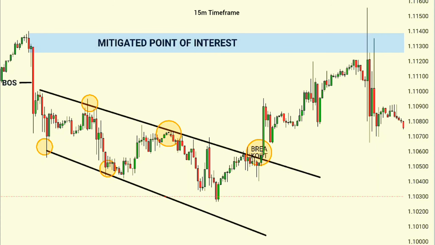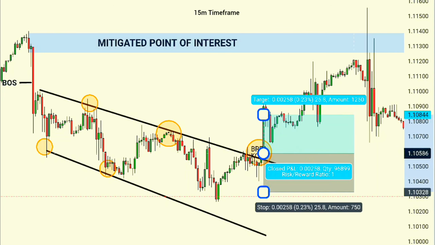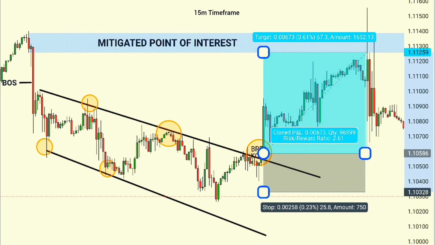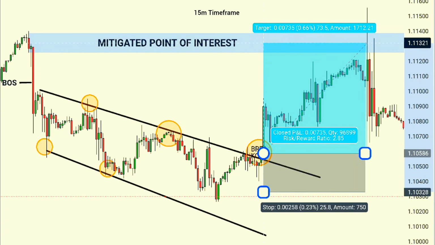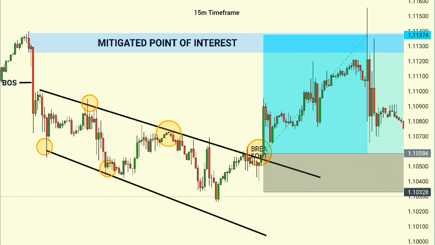Once the breakout is confirmed with a strong close, a buy trade can be taken targeting the unmitigated point of interest above. Stop loss should be placed below the recent swing low for proper risk control. Before price reaches the point of interest, you can enter after breakout confirmation. But this approach carries risk because price may return inside the channel before continuing upward. This is how breakout and smart money structure can work together in one setup.